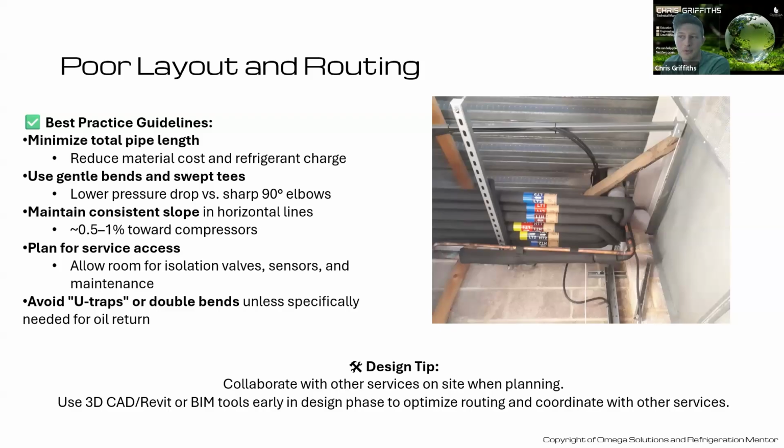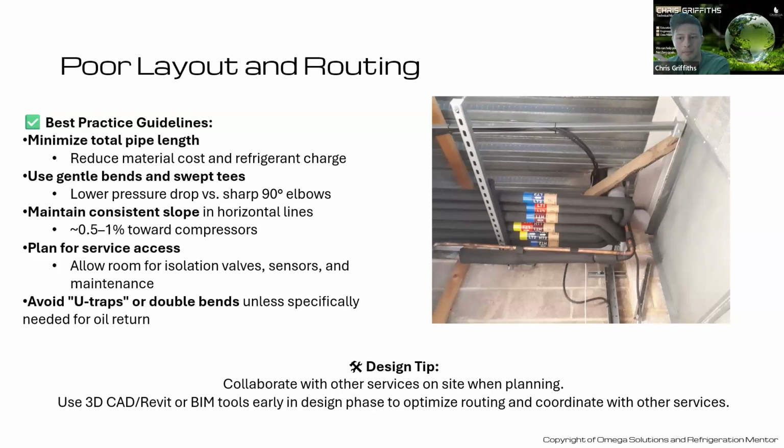And avoid U-traps or double bends, and that's specifically not needed for oil return, just one to chuck on at the end there. We don't want to be dropping down pipework and coming back up if we can avoid it. Get to a level, keep along that level until we absolutely need to change an elevation. So how can we avoid that?